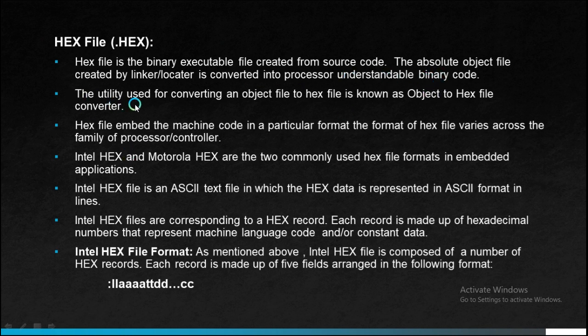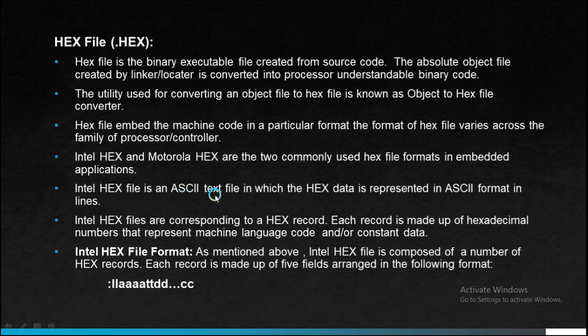Okay, and the utility used for converting an object file to a hex file is known as the object to hex file converter. Next, the hex file embeds the machine code in a particular format. As I have said, for the object file, the hex file also has a particular format which varies across the family of processors and controllers, that is, it is dependent on the processor or controller. Two of the most common formats used in most embedded applications are the Intel hex format and the Motorola hex format. Next we will be dealing with these formats, starting with the Intel hex file.